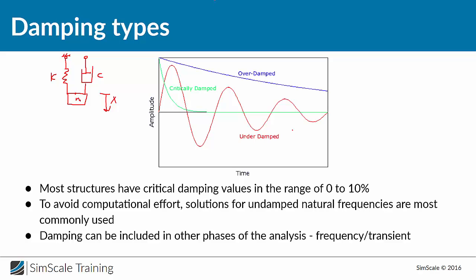It's important to know that most structures have critical damping values in the range of 0 to 10%. So even very, very low values can result in large damping. To avoid computational effort, because calculating this is quite computer time expensive, we can use the solution for an undamped natural eigenfrequency as a starting value, as I already told you. And then you can include the damping in the other phase of the analysis when you do the harmonic analysis.